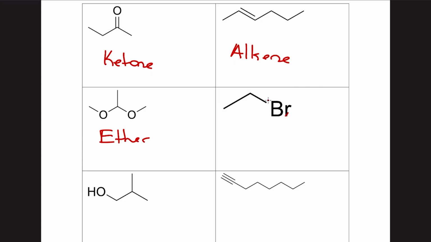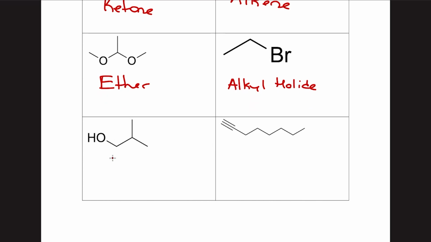The next problem, I see this halogen, this bromine, that is connected to an sp3 hybridized carbon. And so I know that it's an alkyl halide. And in the last two problems, I see this hydroxyl bonded to an sp3 hybridized carbon. And so I know that it's an alcohol. And finally, the last problem, I see this triple bond. It's a hydrocarbon, right? Nothing else going on in the molecule. And so I know that it's an alkyne.